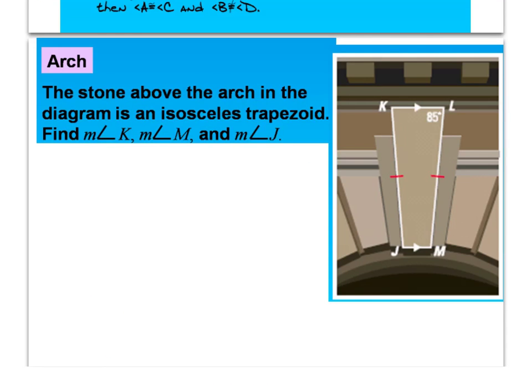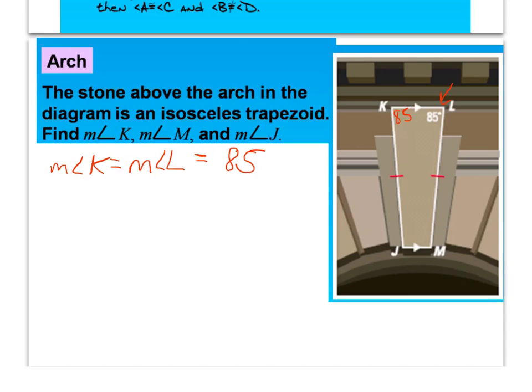Let's apply what we've learned about trapezoids and kites. We'll first start with the trapezoid. So here we have an isosceles trapezoid in this diagram, and we're given one of the angle measures. We need to find the other three. The easiest thing for me to find is angle K, because the measure of angle K is going to equal the measure of angle L, since in an isosceles trapezoid the base angles are congruent. So we could say that this is equal to 85 degrees, and I can write it in on my picture.